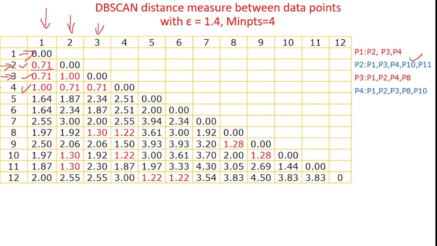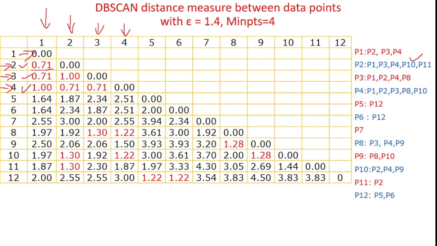For data point 4, the neighborhoods are the P1, P2 and P3 data points, and if you look in the horizontal way for the fourth, you will get P8 and P10 as neighborhoods. Same way you do it till 12.